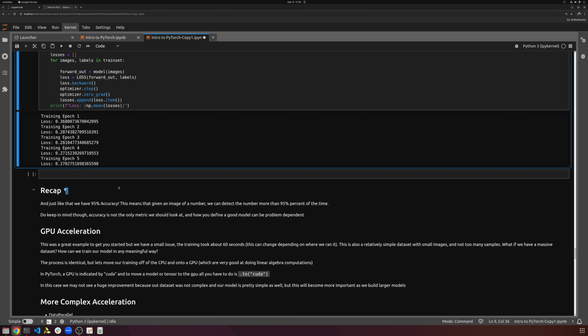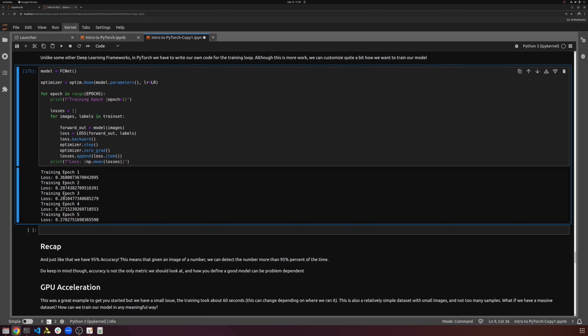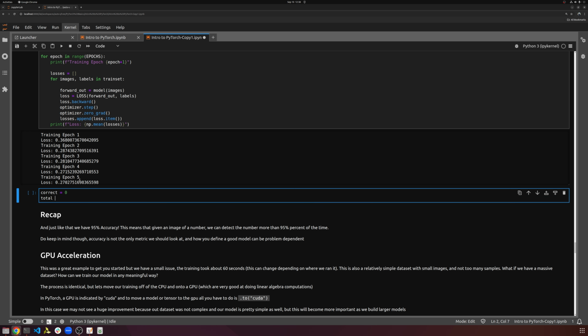So not so bad, right? You can see the losses decreasing. Good. So now that we have that, let's go ahead and compute the accuracy, right? That's an important thing to be able to do. So we're going to do correct is equal to 0 and total is equal to 0.